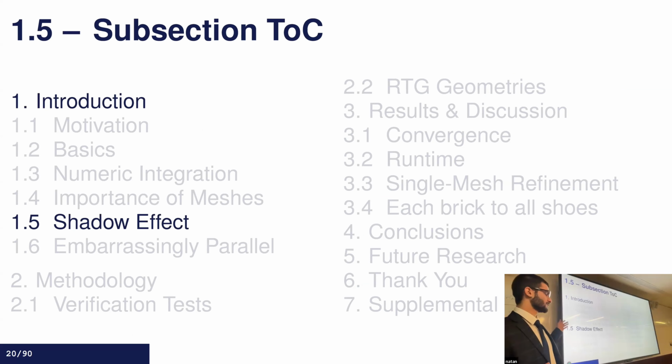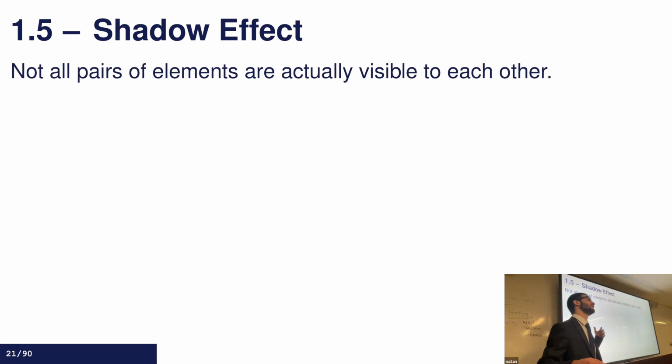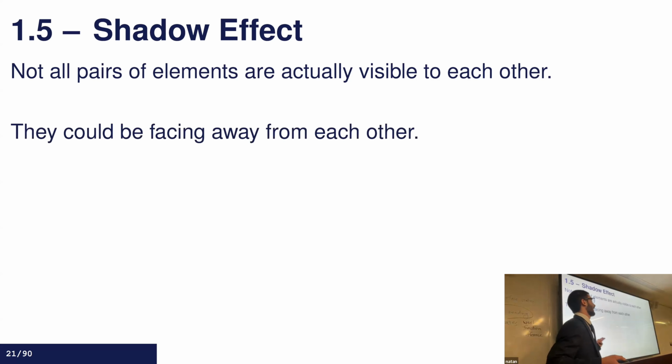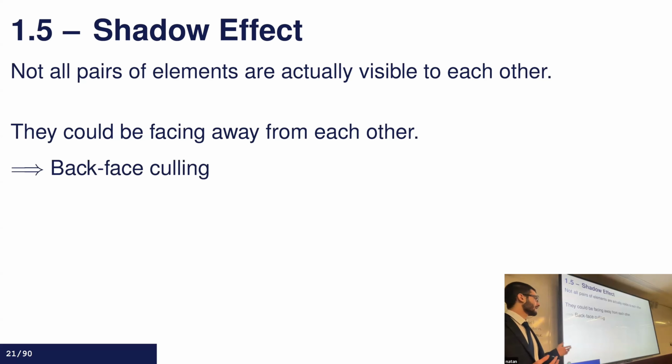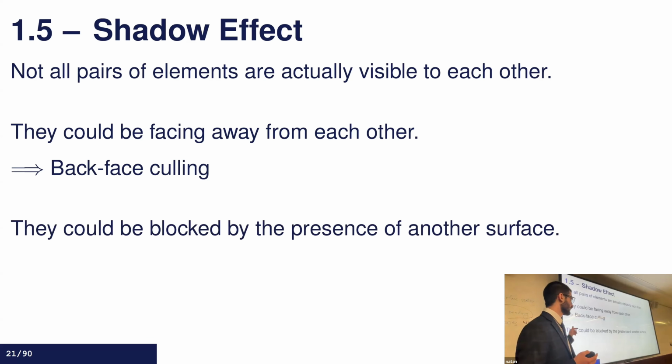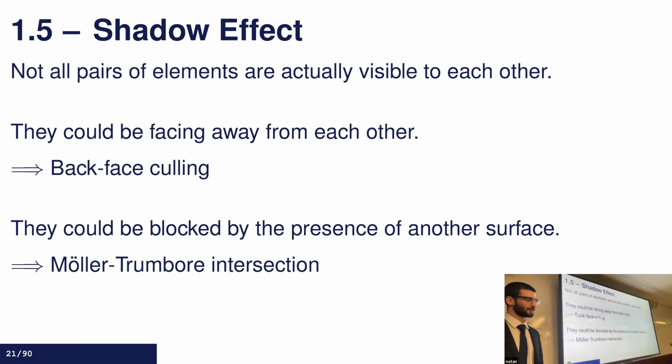For real applications, we have to consider the shadow effect. This is the idea that not every pair of elements on the 2 surfaces can actually see each other. There are 2 ways that can happen. The first one is they can be just facing away from each other. And in that case, they're not looking, right? That's handled with what we call backface culling. The second circumstance is they're blocked by something in the way. And that is handled with Möller-Trumbore triangle intersection.